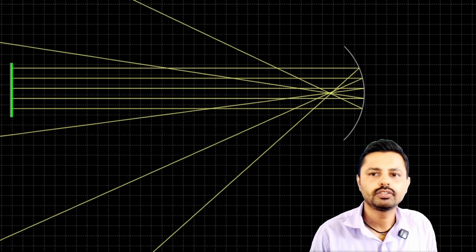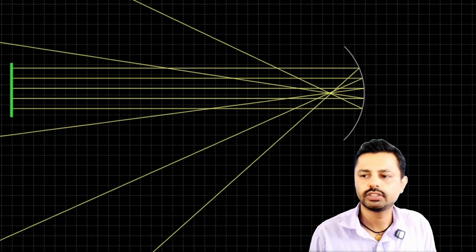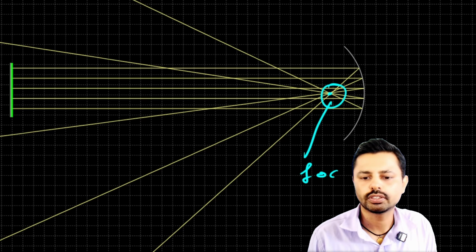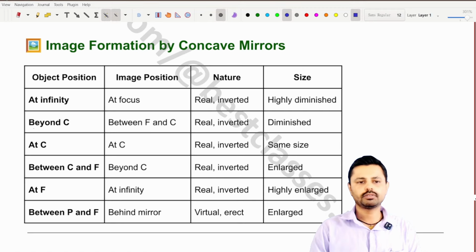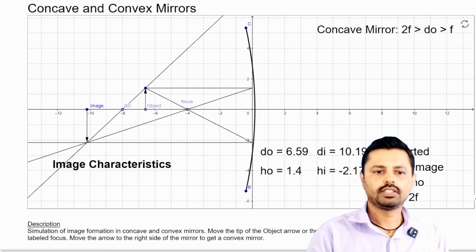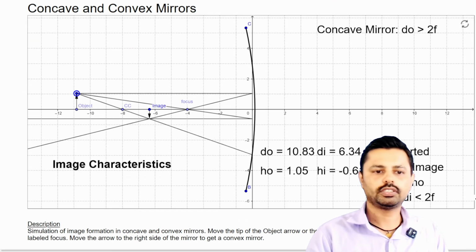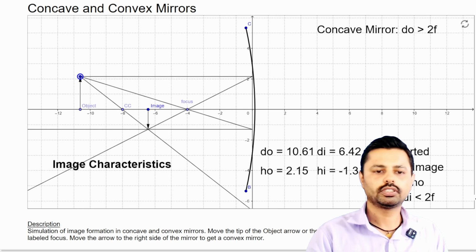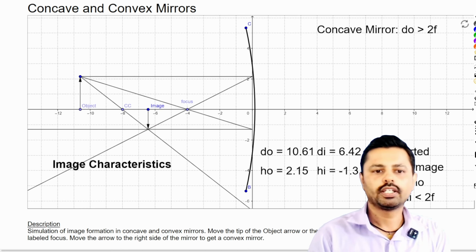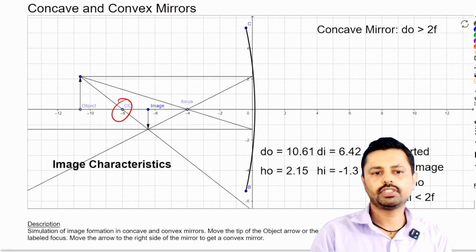So this point where these are all being focused, that's the focus. If the object is beyond C, then the image will be between F and C, real and inverted. Now the object is beyond C, far from C. Where is the image? The image is here, and it is between C, the center of curvature, and F.